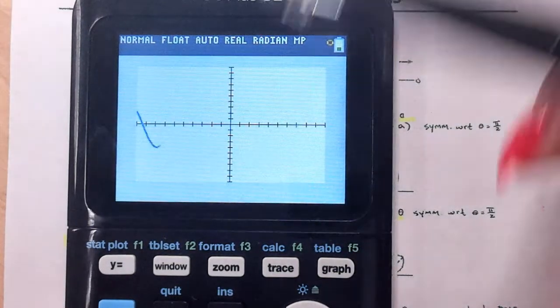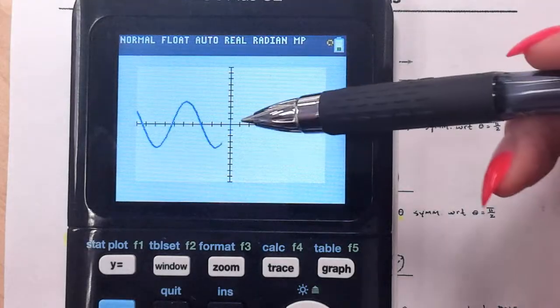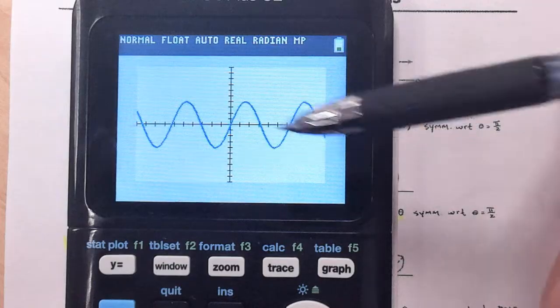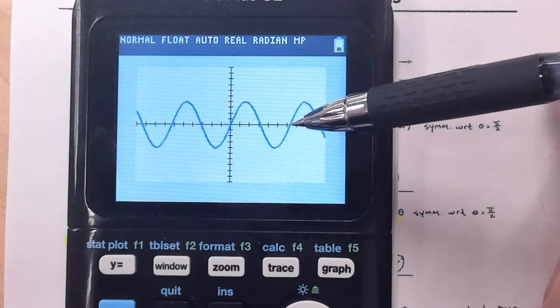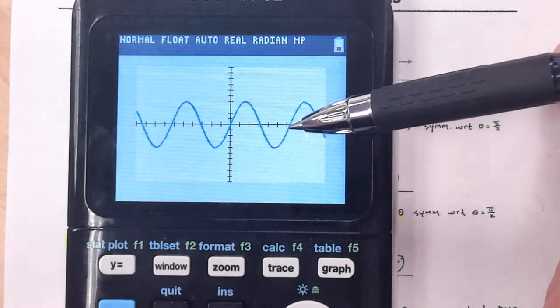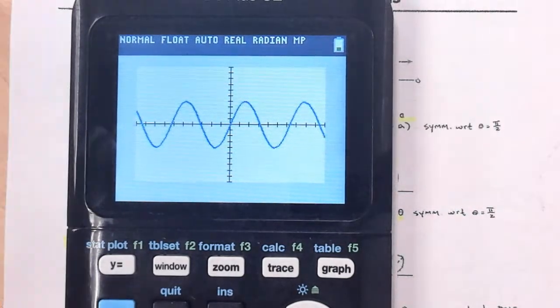So the graph of a sine function is like a sine wave. It goes through 0, 0, goes up and back down. It goes up 4 and down 4, and then it has a period. What's the period? So right here, 2 pi. So this is 6 point something. All right, so that's what it looks like for us.